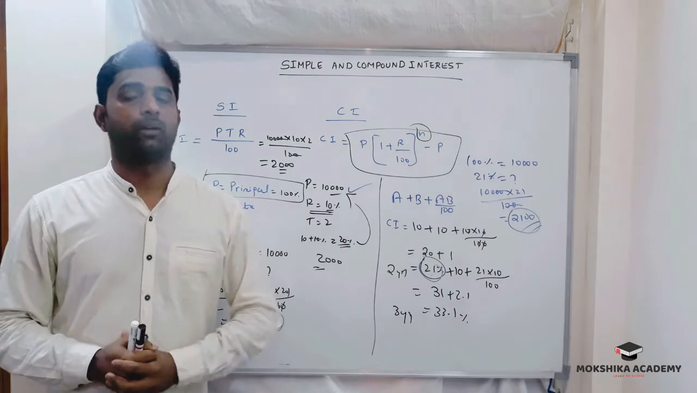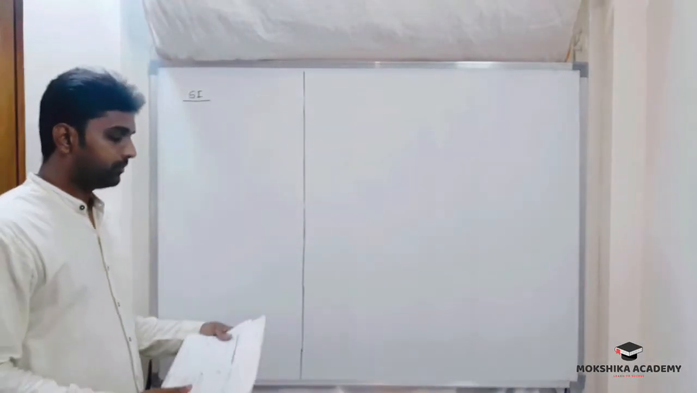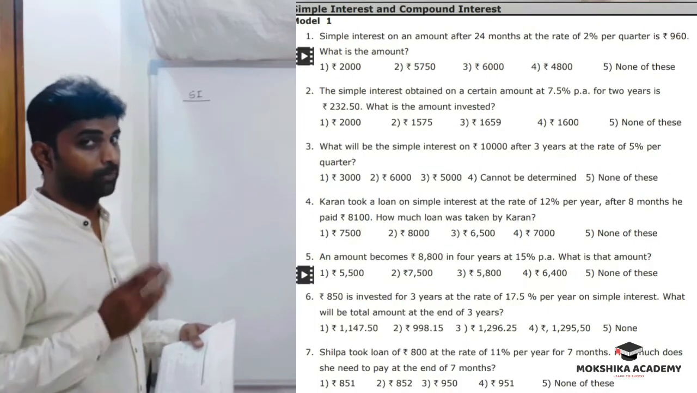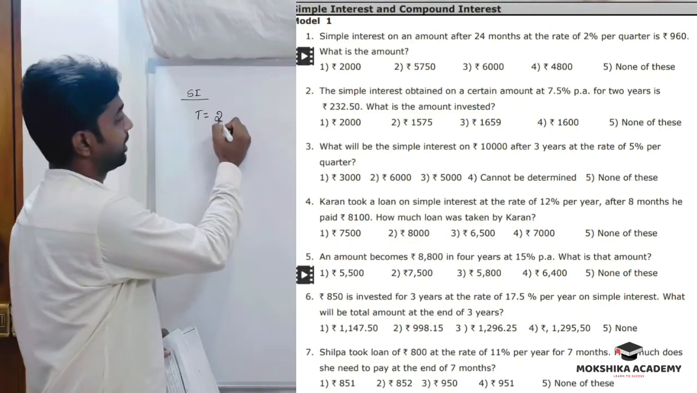Let us solve some questions. Let us see the first question, student. Simple interest on an amount after 24 months. So this is the simple interest formula. Time is given. That is 24 months.